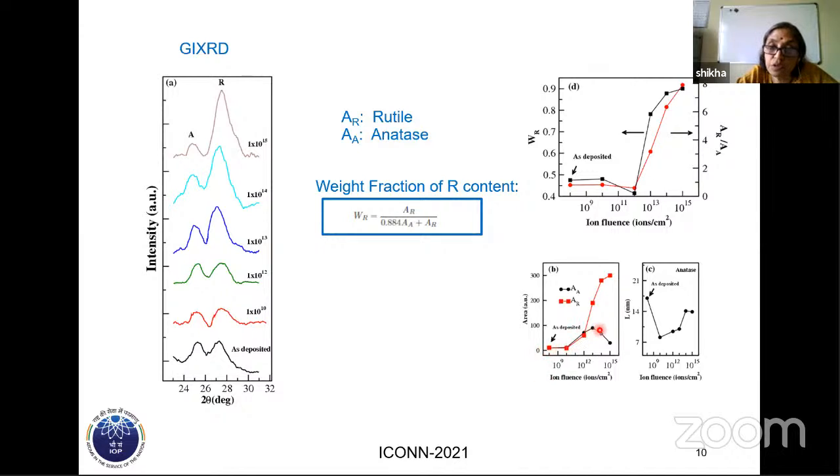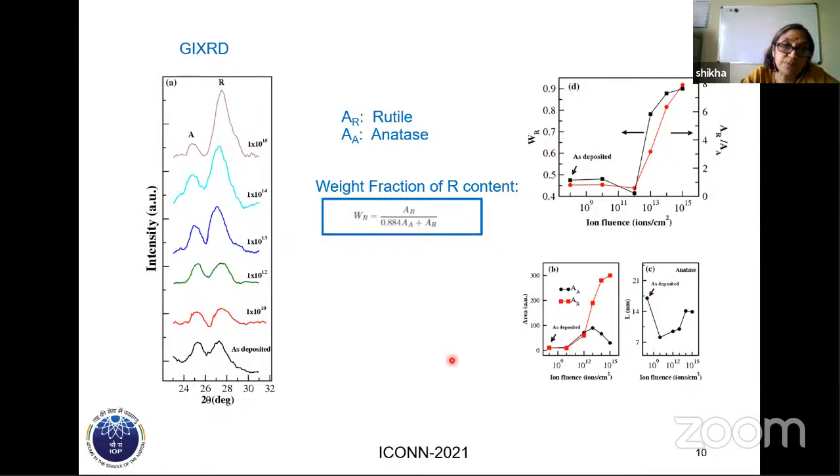Now, if you see here also, initially the anatase increases slightly but goes down, but rutile really takes over. It is really going high. Same thing is true for this AR by AA ratio also, where the rutile has taken over. This is the area of rutile to anatase, and this is the weight fraction of rutile.